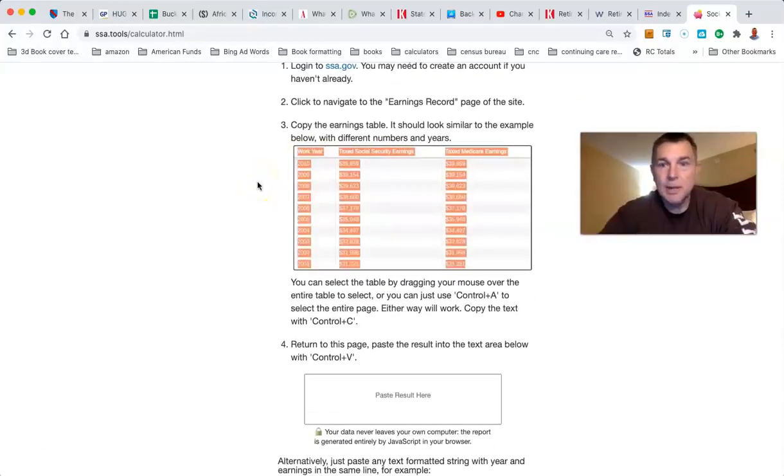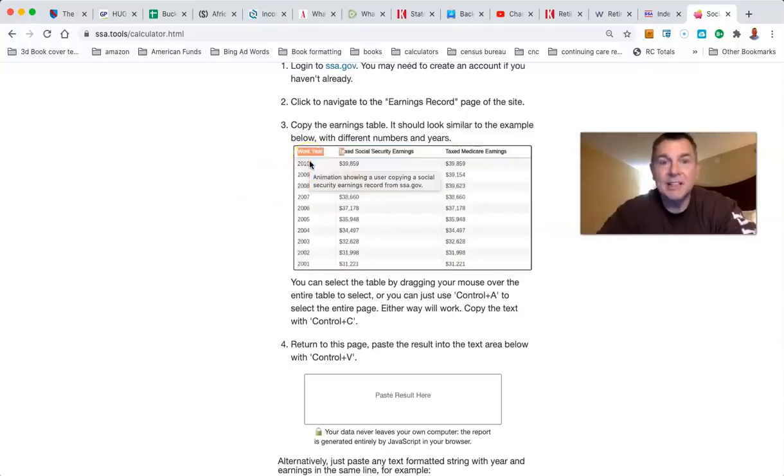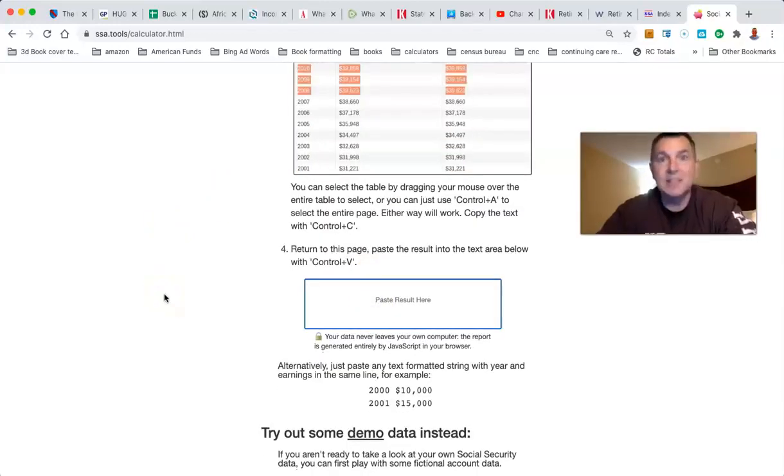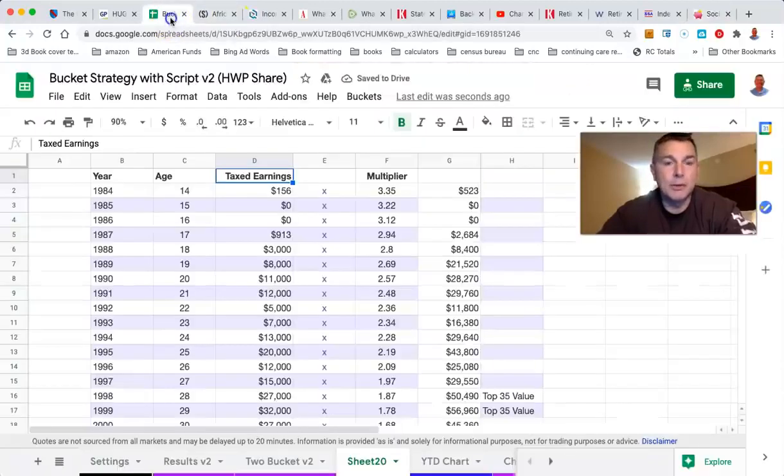Anyway, so then you're going to get the info, right? You literally just cut and paste it. It's easy. Just do exactly what it says. It'll say work year, taxed Social Security earnings, taxed Medicare earnings. You cut and paste it and post it right there. It's just that simple. So what I've done is I created this spreadsheet, and I've kind of manipulated mine a little bit so you don't see exactly, but we're going to show you.